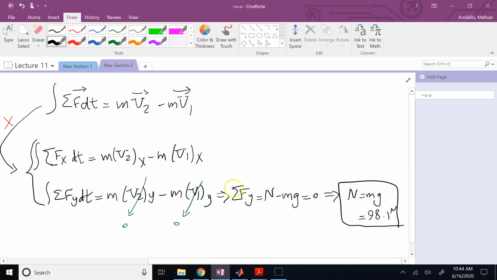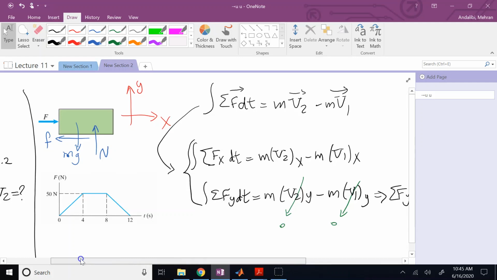And you see, basically, this is the same as sum Fy equals 0. So if I apply the second law of Newton, or the impulse-momentum form, which is just the second law of Newton written in a new formulation, they both give us the same thing.